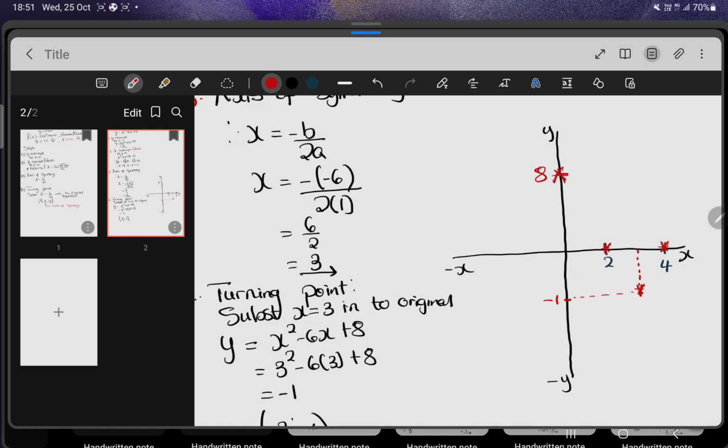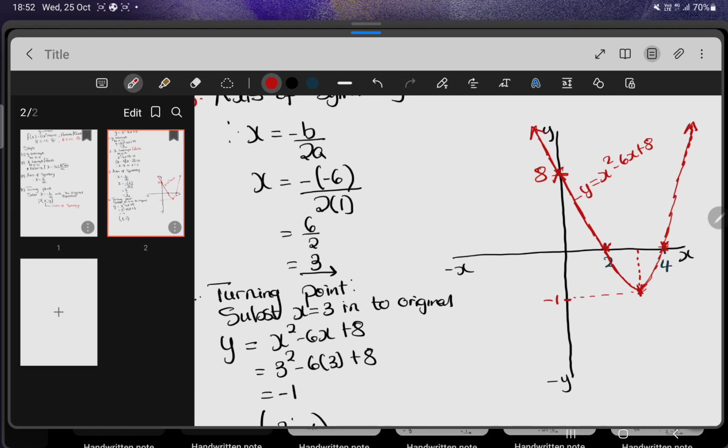So now this graph automatically will just come here, cut there, then turn here, then goes up, and that is the graph. So this is the graph called y equal to x squared minus 6x and then plus 8. Then you are done. They're going to give you full marks.